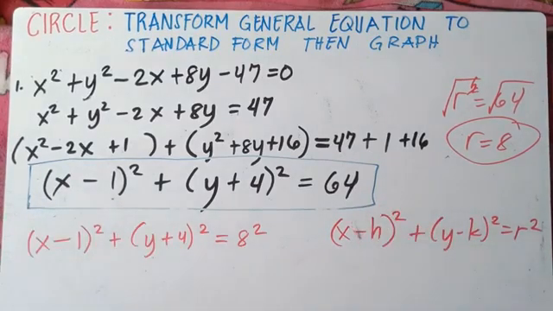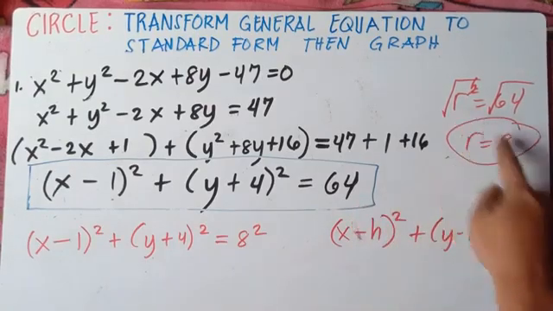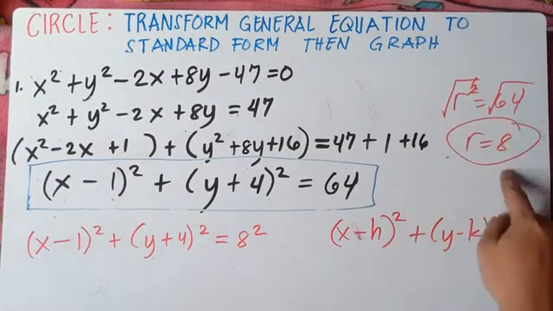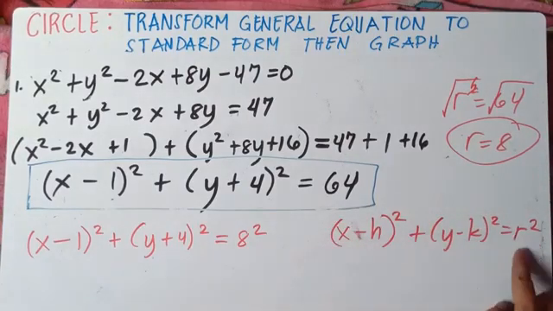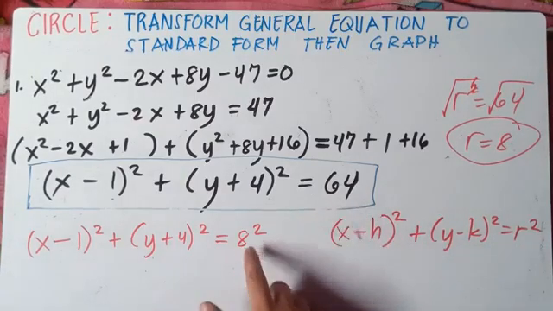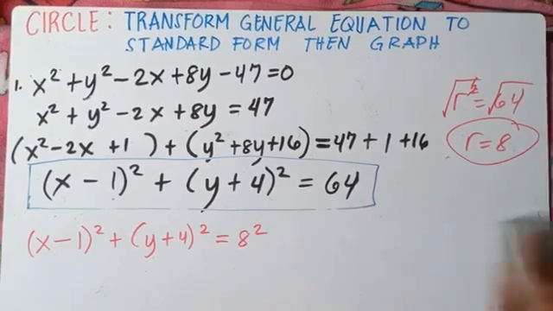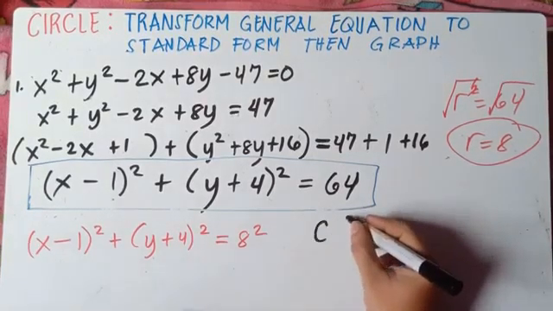So r squared equals 64. Get the square root of r, or get the square root of 64, that is 8. This is the same, class. So the radius is 8, because the equation says r squared. So the square of 8 is 64. So radius is 8. Alright, so the center, class, h and k.